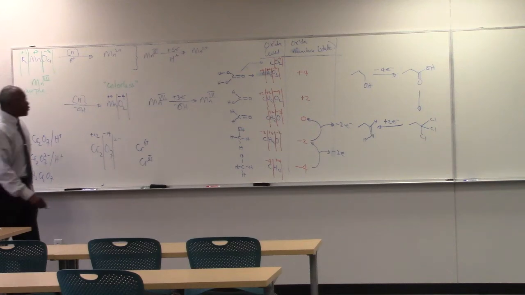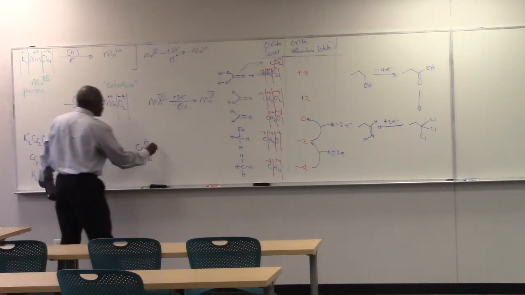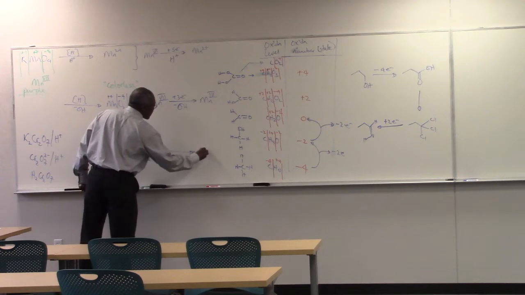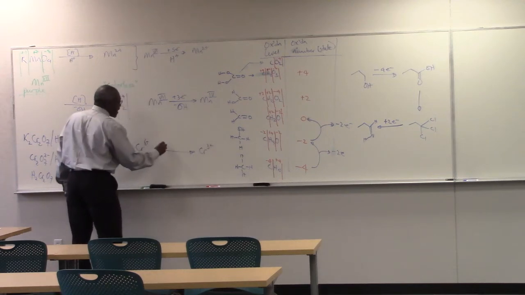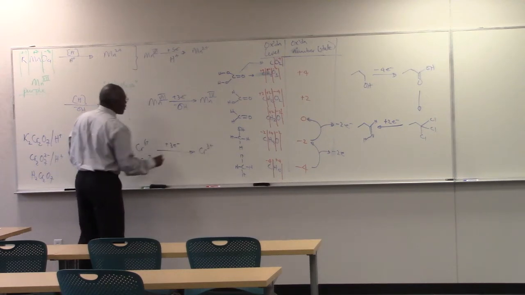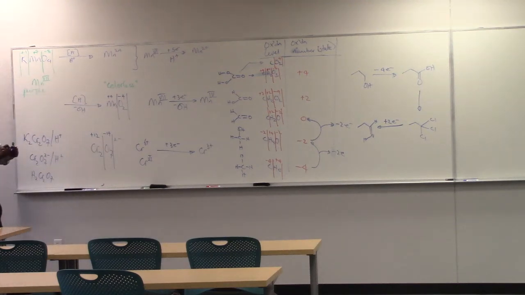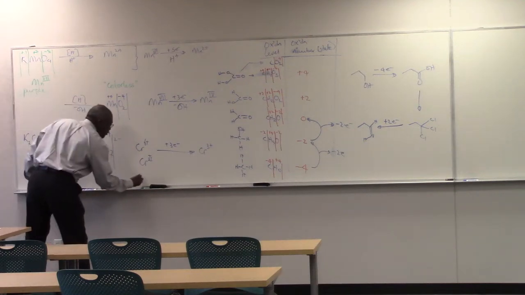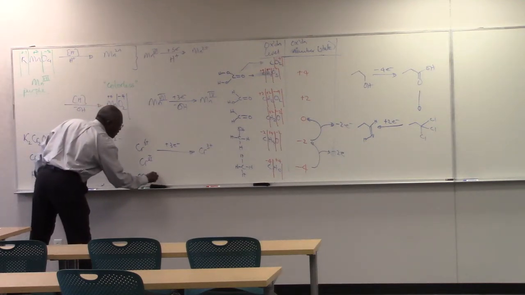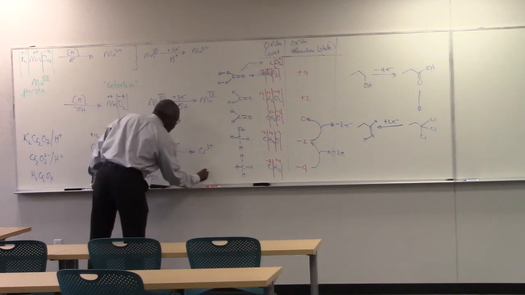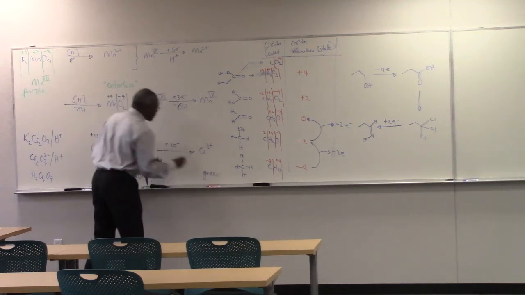Chromium 6 is reduced into chromium 3. And that happens with a 3 electron gain. So chromium 6 gets reduced to chromium 3. This is a beautiful orange color, and this is a pretty green color.